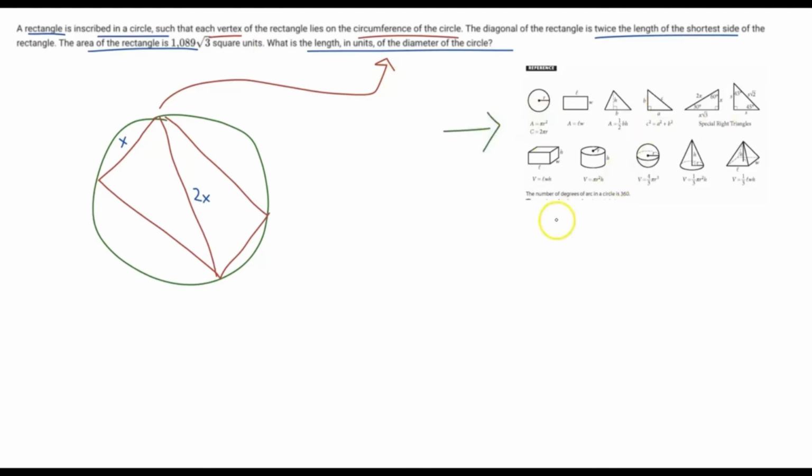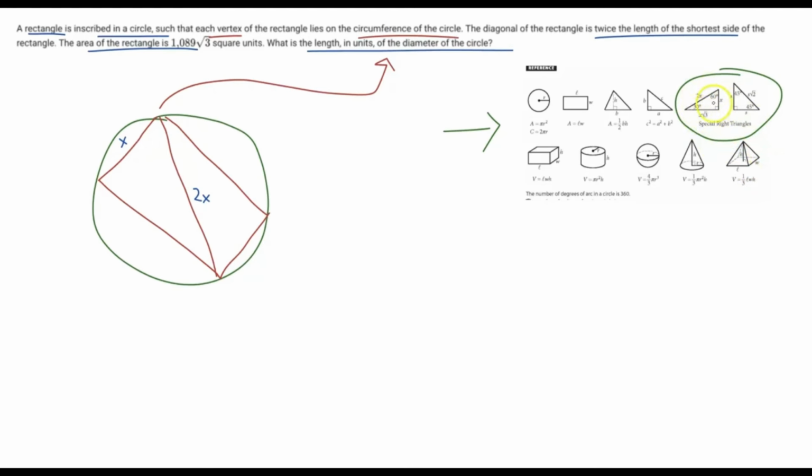That's the reference table that the digital SAT provides, right? This is provided to you. You have to focus up top on the special right triangles, all right? So if you're not thinking of special right triangles, you might be in a bottomless pit trying to solve this problem, because special right triangles is the easiest and fastest way to do this.